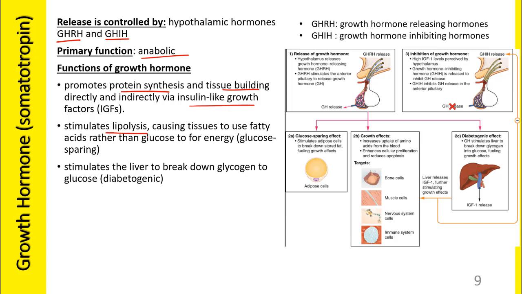factors. It stimulates the breakdown of fats, causing the fat to release fatty acids, causing tissues to use fatty acids rather than glucose for energy. So it's called glucose sparing because the fatty acids are used as a source of energy rather than glucose. And it also stimulates the liver to break down glycogen to glucose, right? And the glucose then is used to actually stimulate growth and development of other tissues. So again, you've got the increase in glucose in the blood, and then the effects of growth hormone on things like bone cells, muscle cells, nervous system cells, immune system cells.